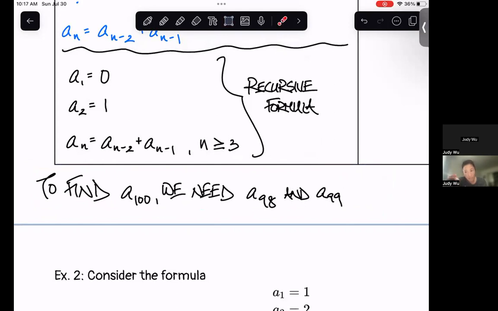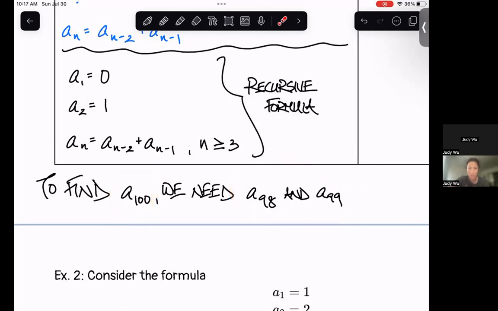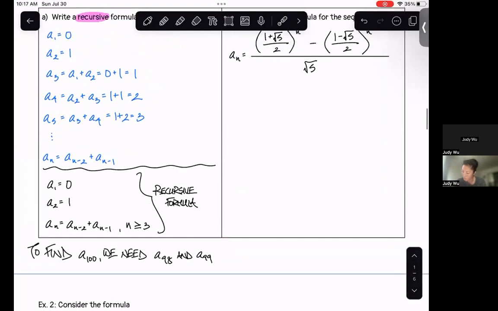Well, I could probably sit and write out all those terms, but what happens if I wanted to find the 1000th term? Now I need the 998th term and the 999th term. And in order to find those, the only way to do it is brute force. I have to find every single term. That seems like a lot of work, okay? So, easier to write the recursive formula, but sometimes not as beneficial.